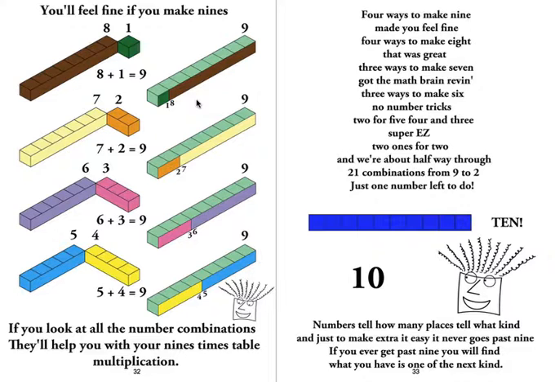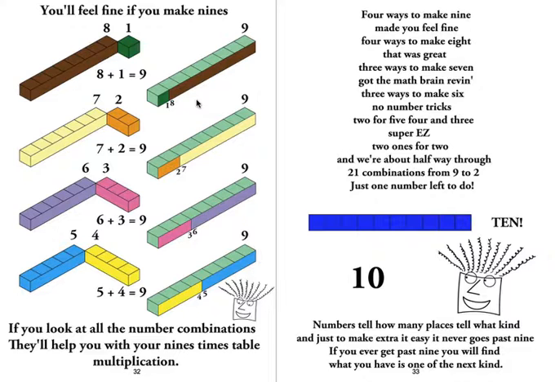Anyway, so 4 ways to make 9 made you feel fine. 4 ways to make 8, that was great. 3 ways to make 7, got our math brain revving. 3 ways to make 6, no number tricks. 2 for 5, 4 and 3, super easy. 2 ones for 2, and we're about halfway through. 21 combinations from 9 to 2, just one number left to do, 10.